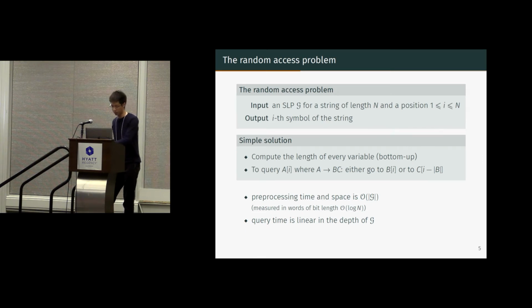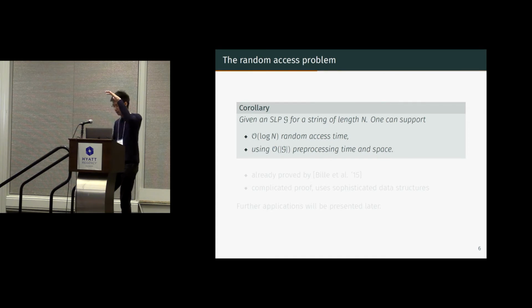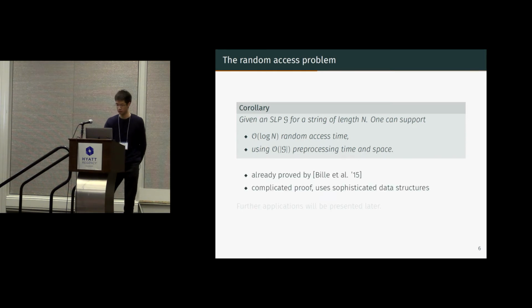And so thanks to our new theorem, we can first make the grammar logarithmic depth and then apply this naive solution. So the corollary is that you can support log n random access time using only linear preprocessing time and space. This result actually is not new. It was already proved by Bille et al. But admittedly, their proof is more complicated and uses very sophisticated data structures. And our new proof is very elementary and does not use any fancy data structures. Later, I will give further applications for the balancing theorem. But now I want to show you how the proof is done.